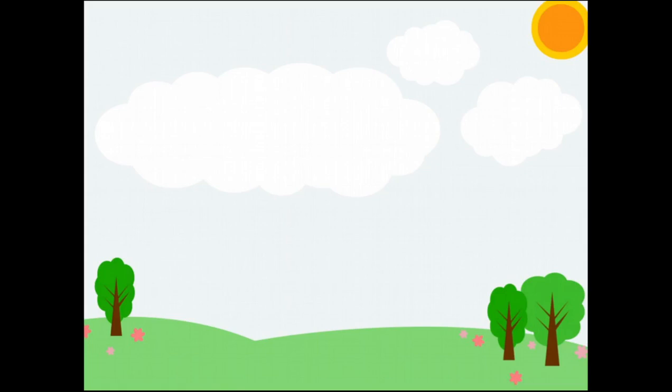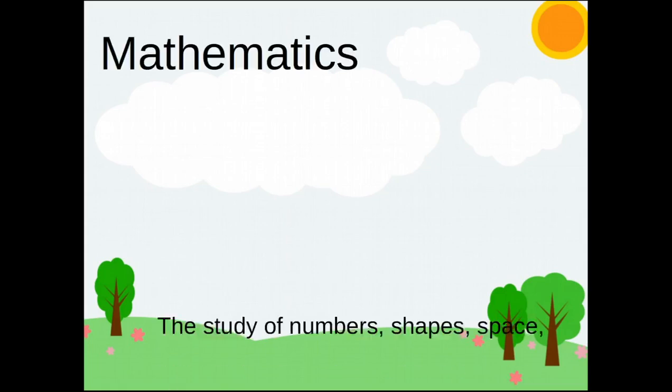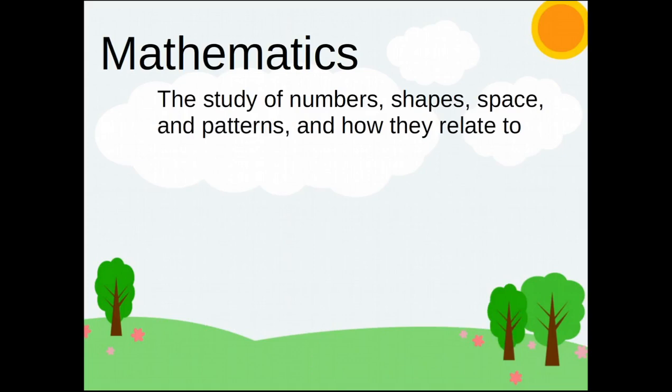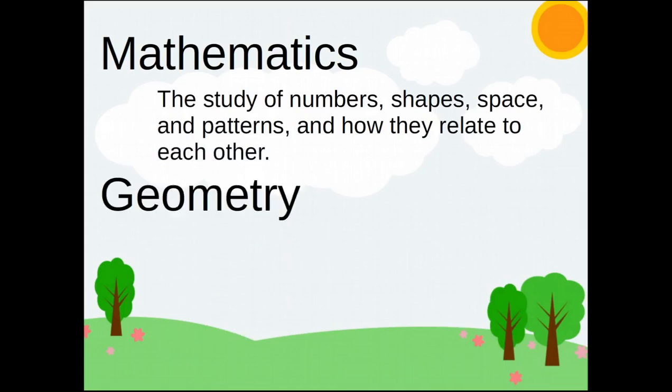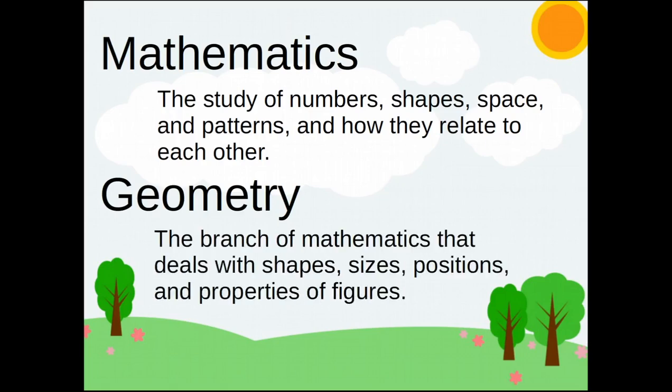First things first, mathematics as a subject is just the study of numbers, shapes, patterns, and how they relate to each other. That's mathematics. And then under mathematics, we've got different branches. We've got algebra, we've got geometry, and a whole lot more. But now it's under geometry. What is geometry? This is the branch of mathematics that deals with shapes, sizes, position, and properties of figures.